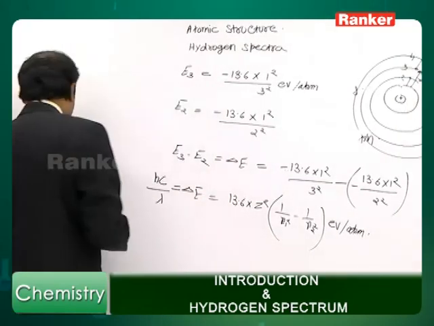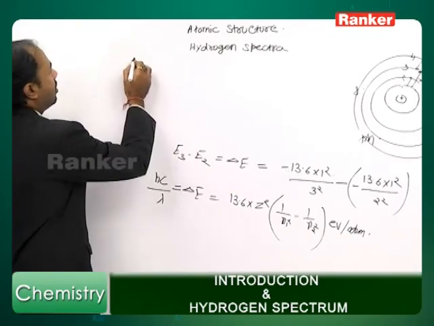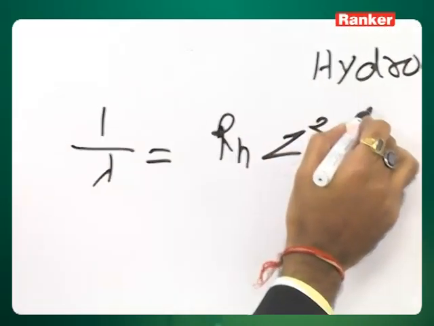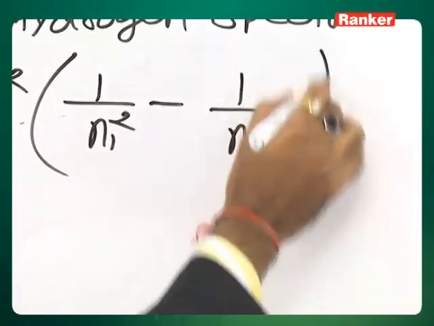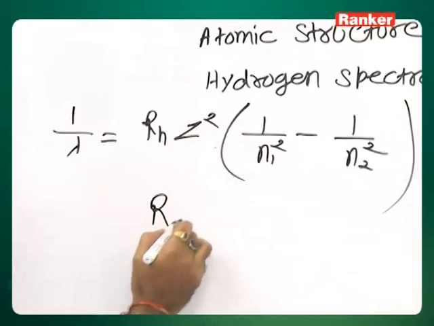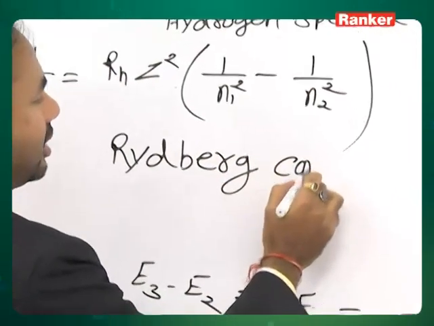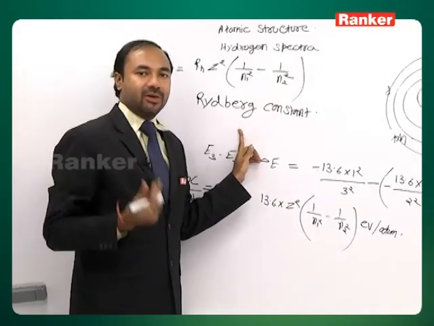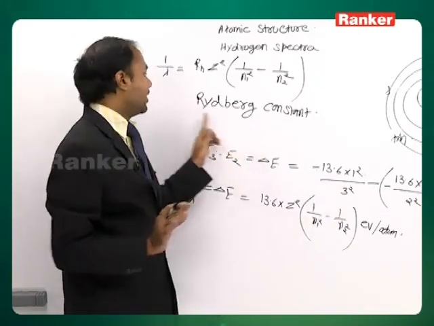If we directly want to calculate the wavelength of the radiation emitted or absorbed, it becomes 1 by lambda equal to RH Z squared into 1 by n1 squared minus 1 by n2 squared. Here RH is known as the Rydberg constant. Some call it the Rydberg constant also, whatever you want you can call it. Its value is given. The simplest way of remembering is 109678 centimeter inverse. That's the best way of remembering the value of the Rydberg constant.